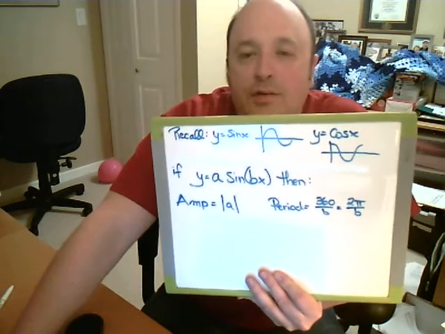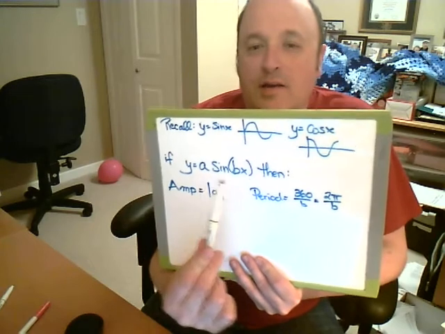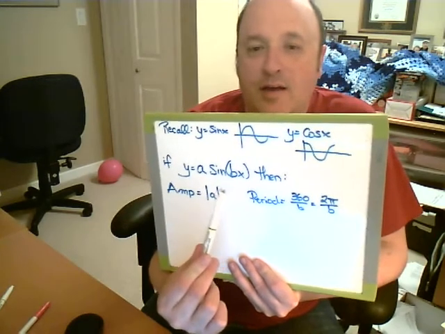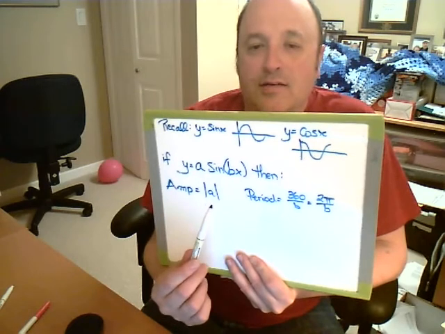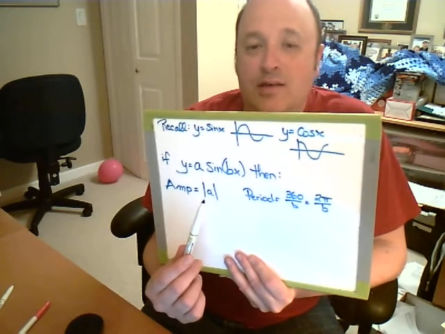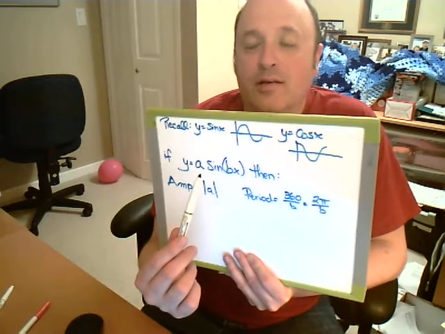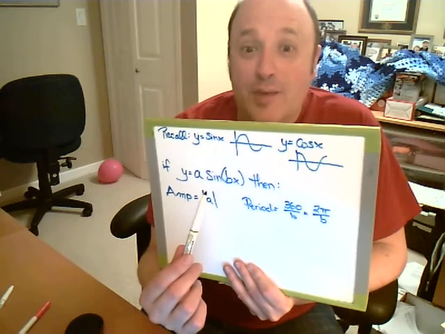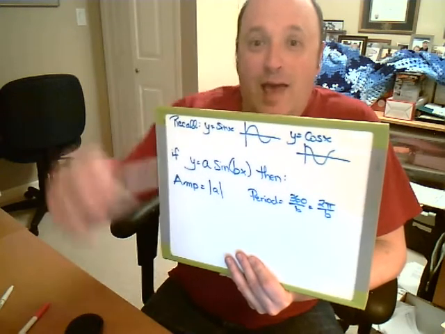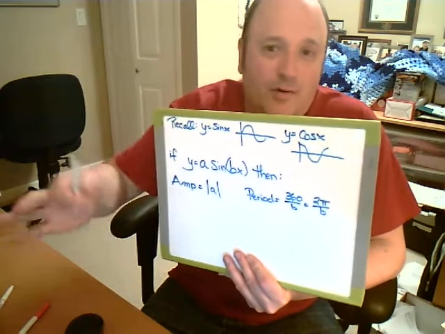Alright, so if you have a sinusoidal equation, so it could be sine or cosine in here, it doesn't matter because they both have the same effect. So just use sine, but it works for cos too. So the amplitude is the absolute value of the number out front. It's a vertical expansion. That's what an amplitude is, right? I'm expanding it vertically or shrinking it, depending on what I'm doing.